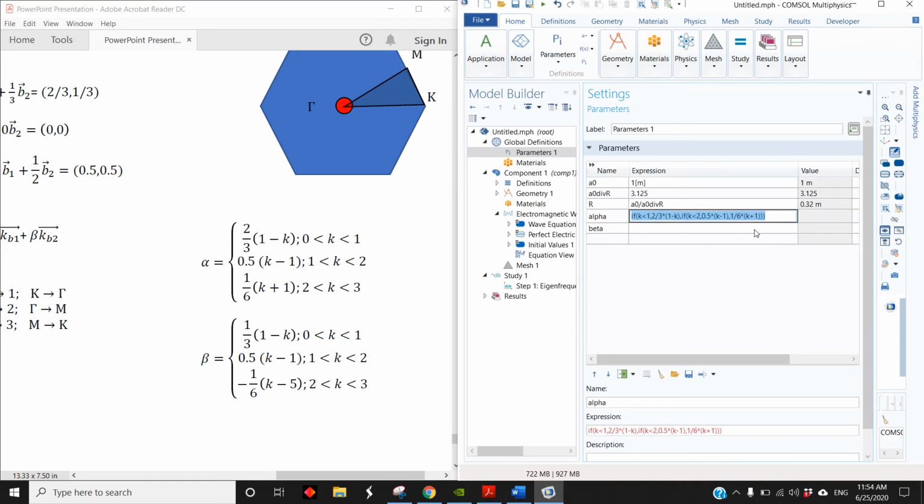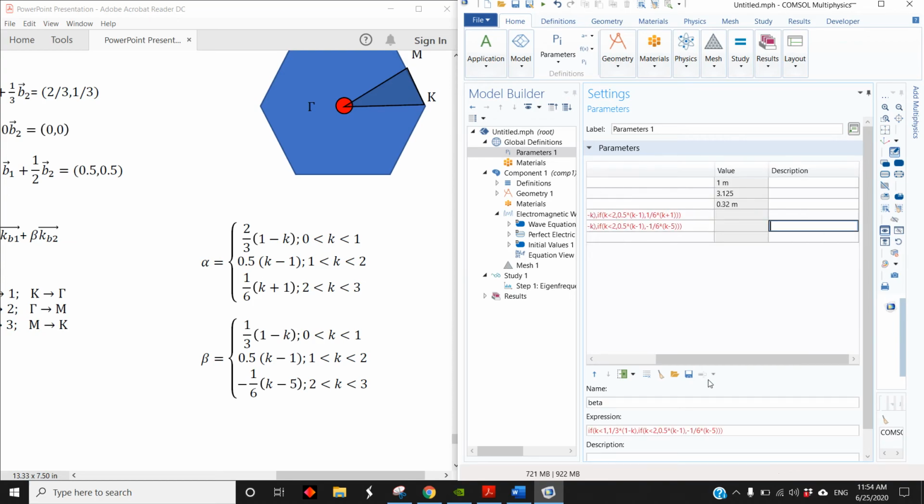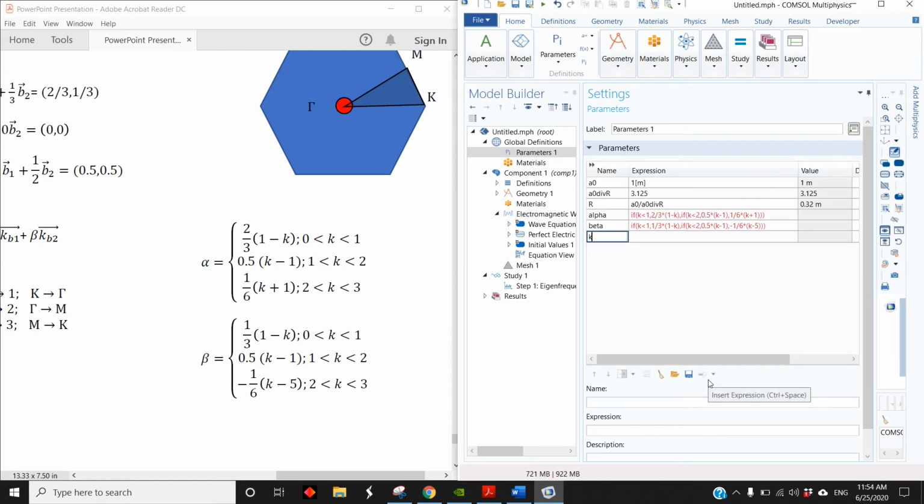So I copy this one here and just modify these parameters according to the relations for beta as a function of k. This last time minus times 5. Then I define small k and give it an initial value of 0.